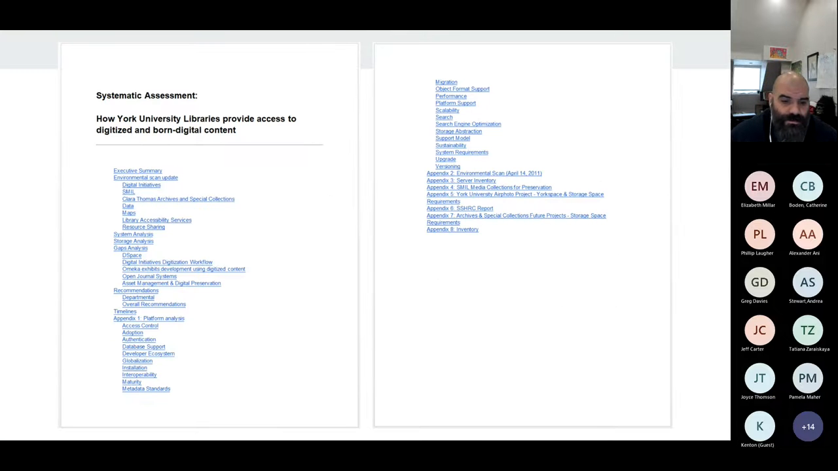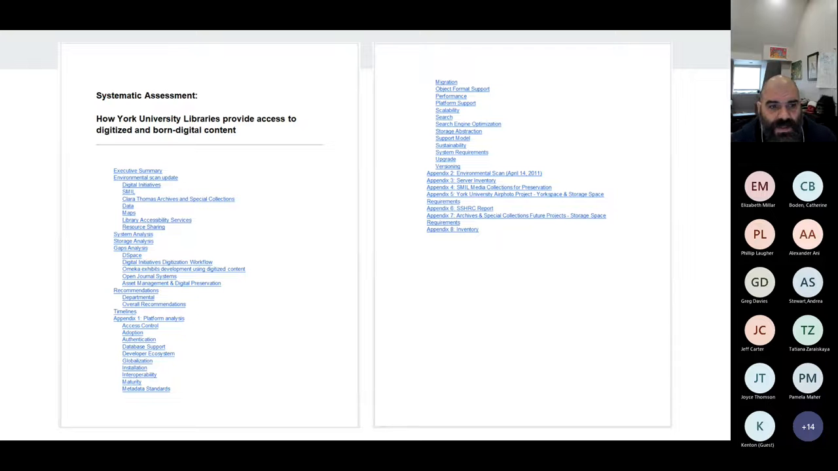The first thing that we did when I started at York was try to get a lay of the land. We did this thing we called a systematic assessment: how York University Libraries provide access to digitized content and born-digital content. The framework that we used came from Penn State. Patricia Sway and Mike Giarlo, when they were back at Penn State, did a similar thing, and they shared what they did, and we modeled a version of that at York. And this document is huge. It's a massive 100-some-odd page Google Doc.